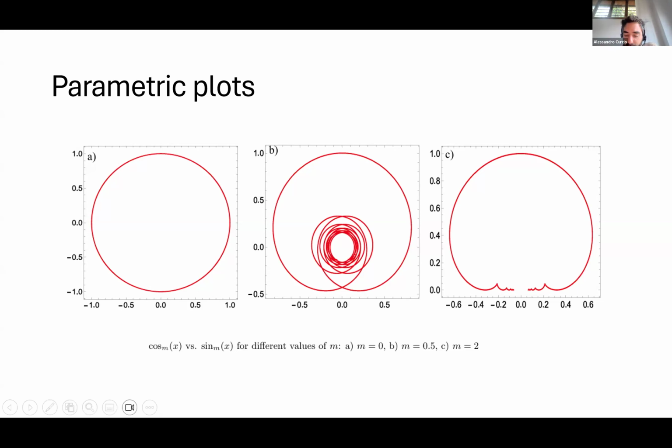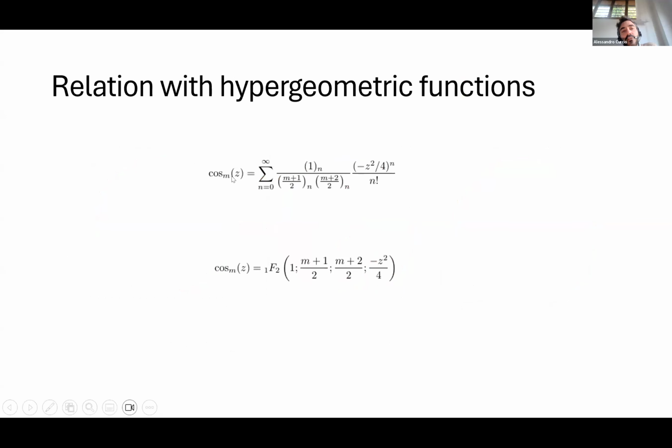This nearly trigonometric function for larger m, this nearly cosine function, is also related to a hypergeometric function. So it's something that somehow is already known in this sense, related to some known function, that is the hypergeometric function of this kind.